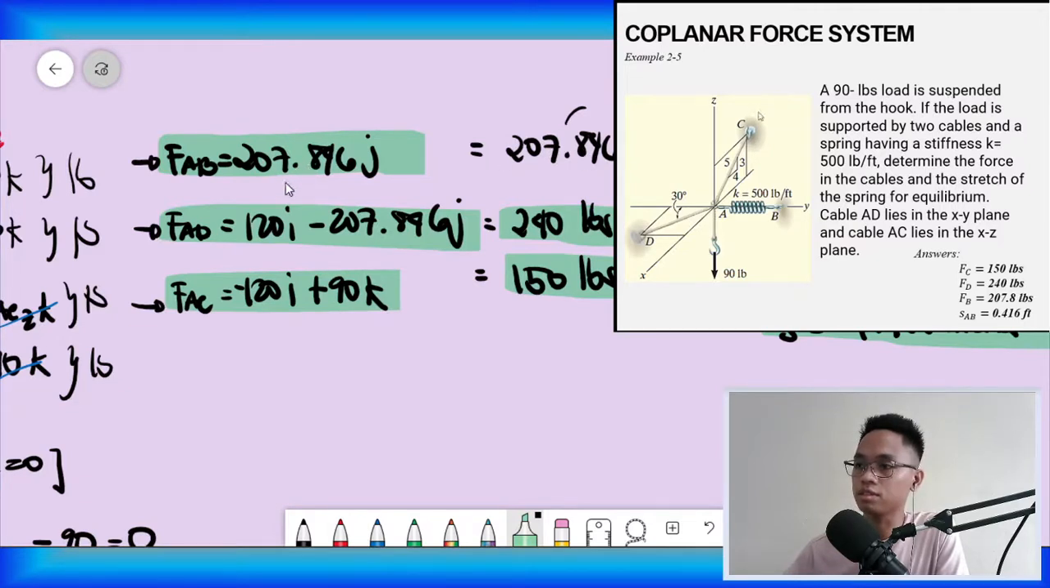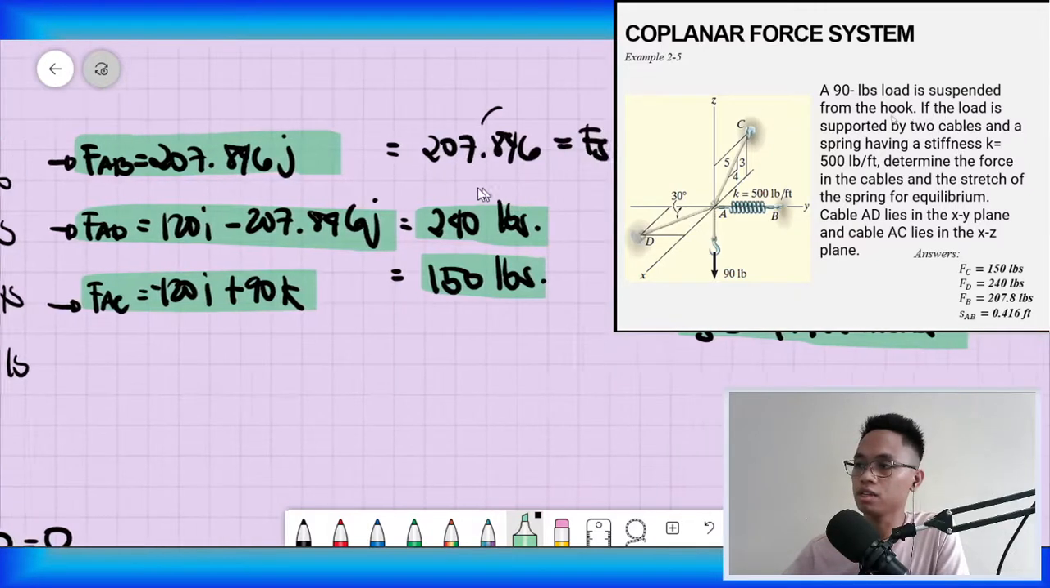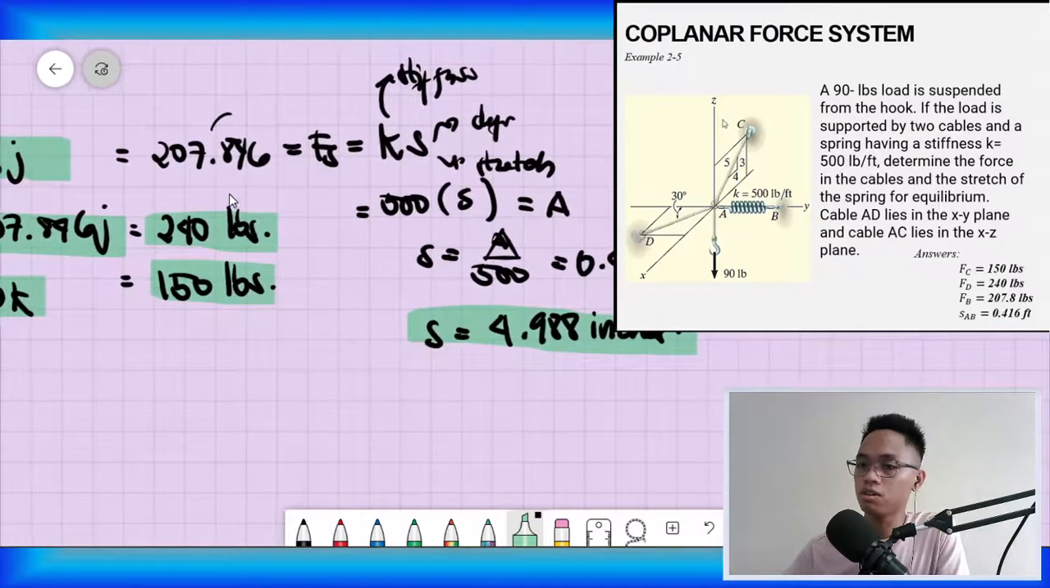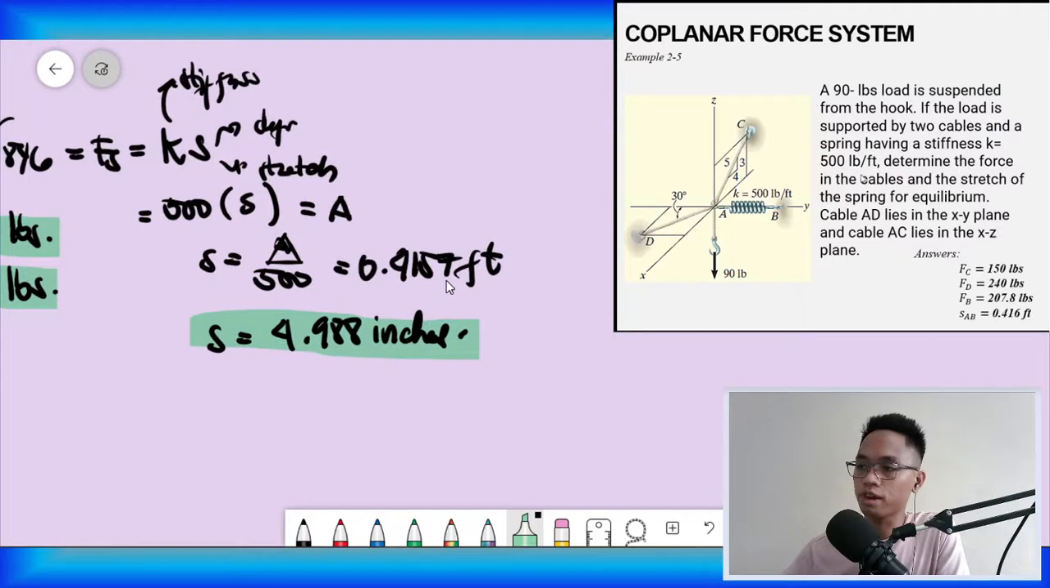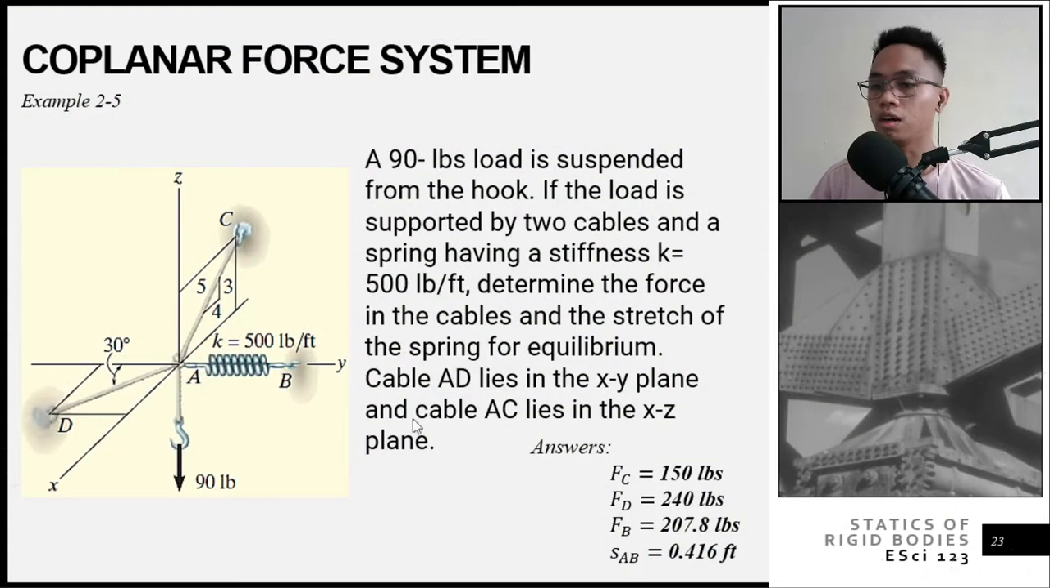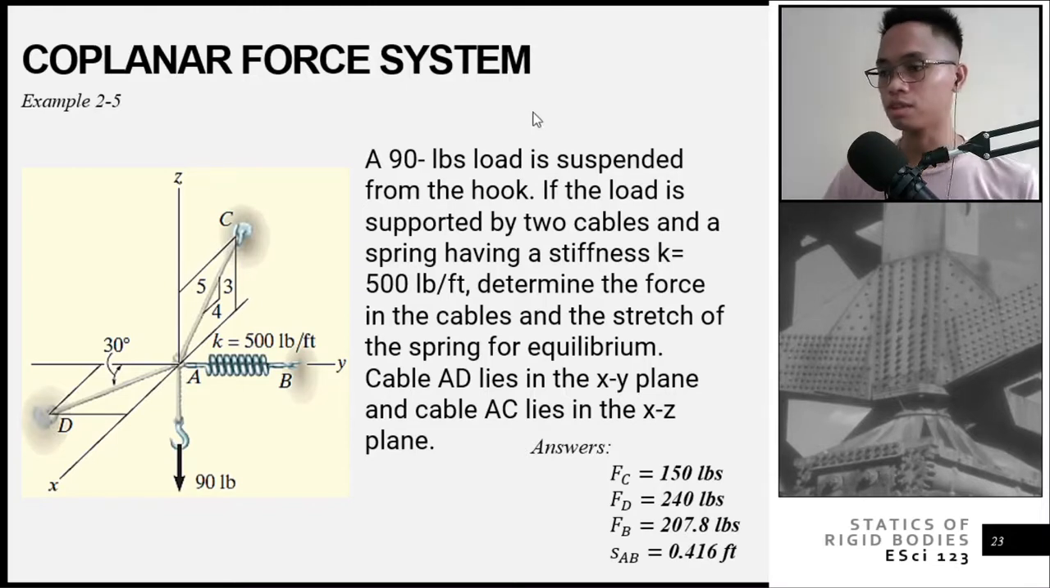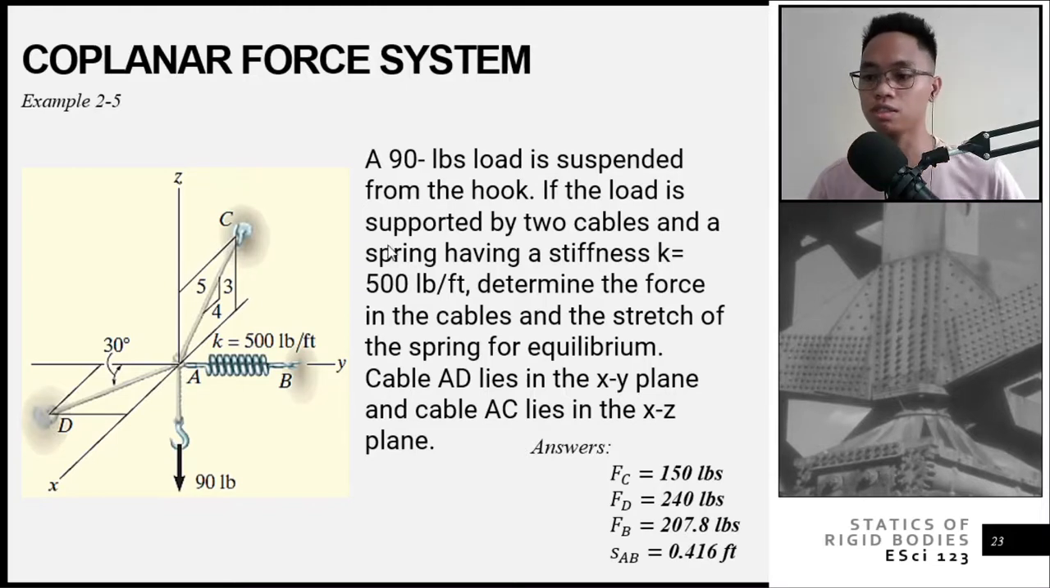This is 240. So we have the stretch in the spring, that is 0.4157 feet, and we just need to convert it to inches. But then again, our answer is correct. Okay, that's it. That is our example number 2. So actually, it's the same process: only summation of forces X, summation of forces Y, and the summation of forces Z.